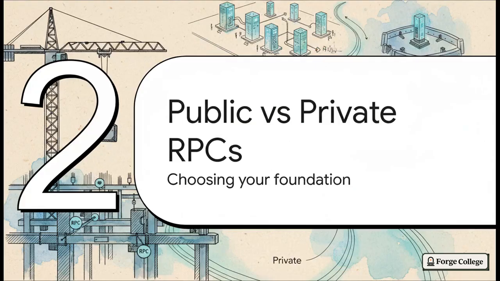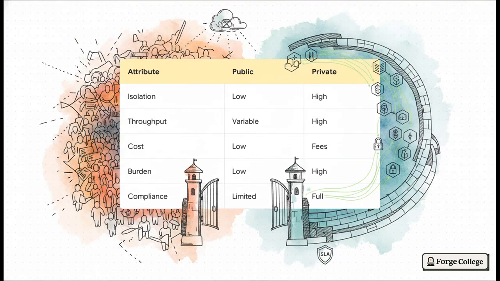Moving into Section 2, public versus private RPCs. Time to choose your foundation. Looking at the engineering spec sheet, it really comes down to a few key trade-offs. Private endpoints shield you from noisy neighbors. They give you fantastic access isolation, highly predictable throughput, and actual service level agreements. But they cost money and take a bit more operational effort to set up.